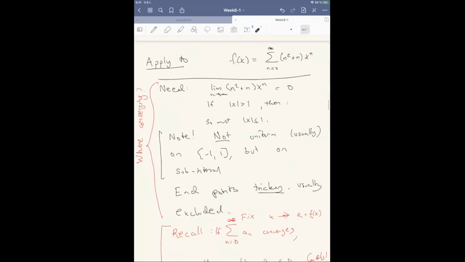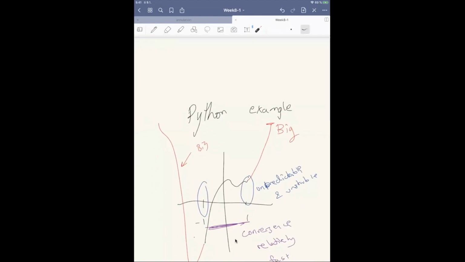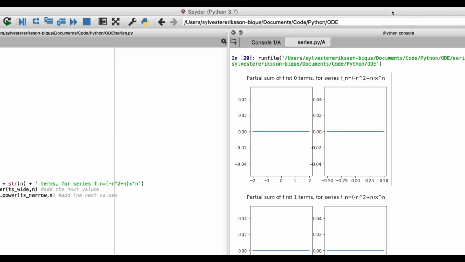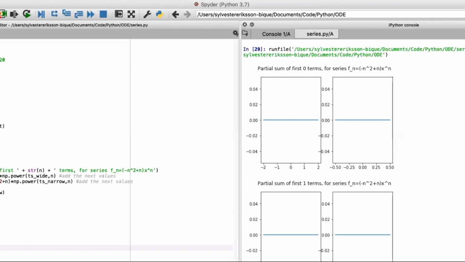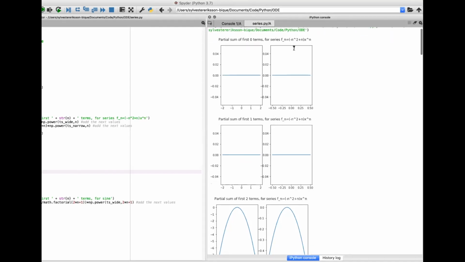Okay, before I go into that, I want to do an example. This is the code that is on CCLE, and I ran this code. It's a little bit of a different function. There's a minus sign here, minus n squared. I thought it made a nicer picture, so that's why.